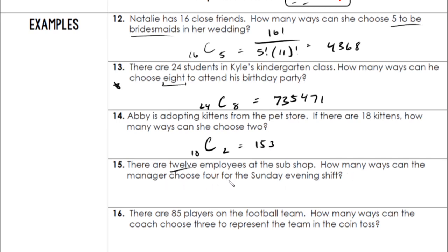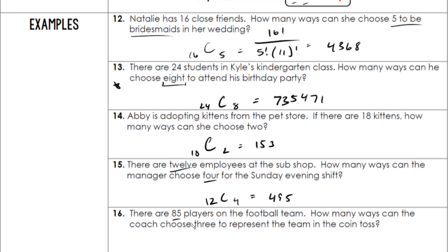Next up, 12 employees. How many ways can the manager choose 4 for the Sunday evening shift? Assuming they all have the same job responsibility, that means the order doesn't matter, and it's 12C4, which would be, calculator out, 495.